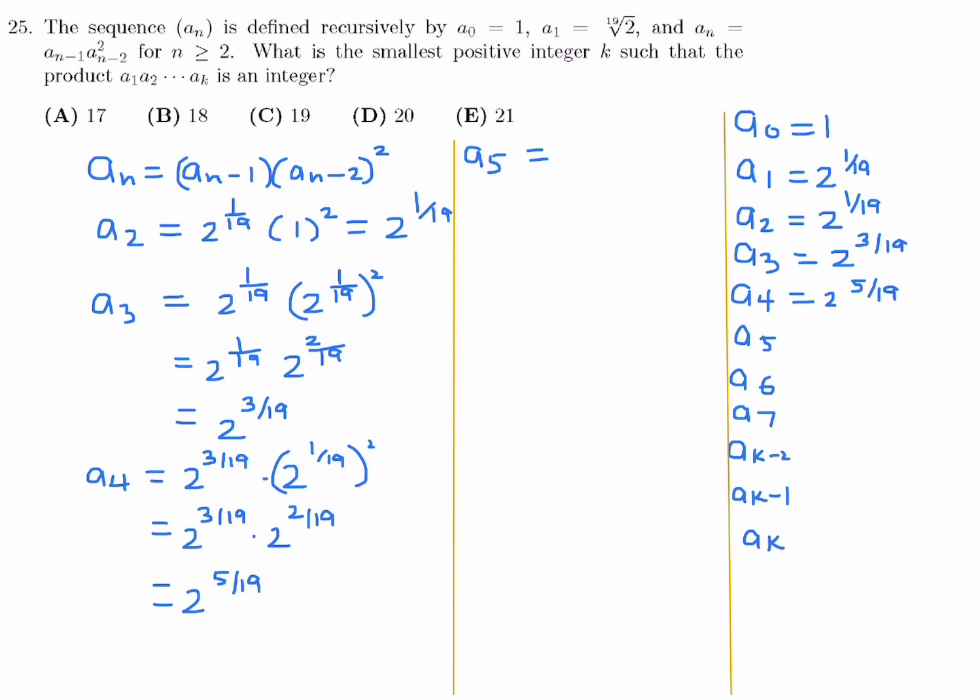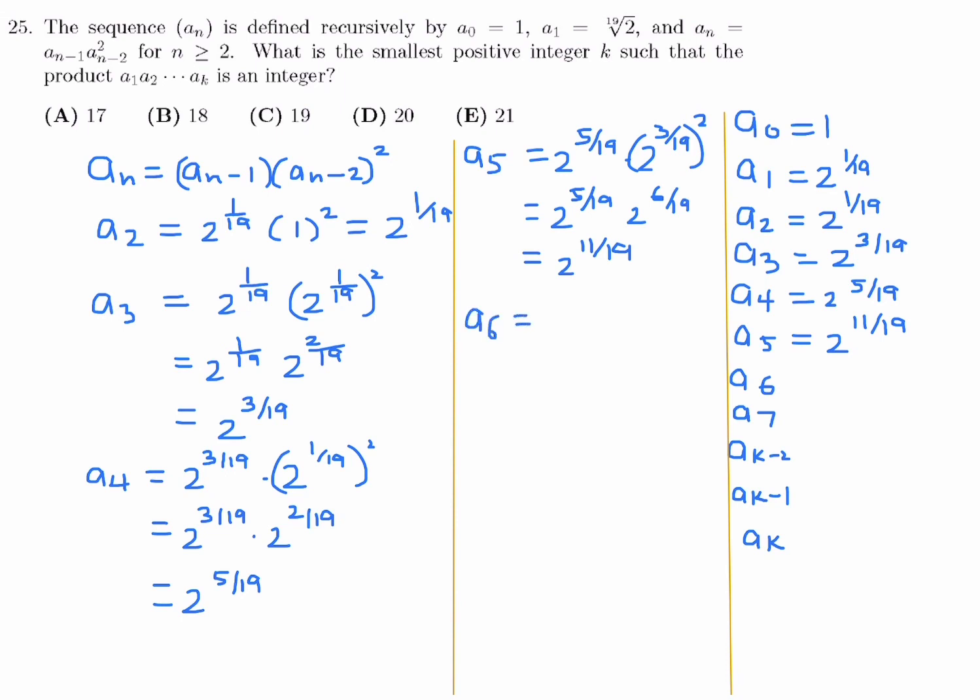A5, here we go. Well, A4, 2 to the 5 over 19, times A3 squared, 3 over 19, all squared. So that's going to be 2 to the 5 over 19 times 2 to the 6 over 19, and that becomes 2 to the 11 over 19. So this is 2 to the power of 11 over 19.